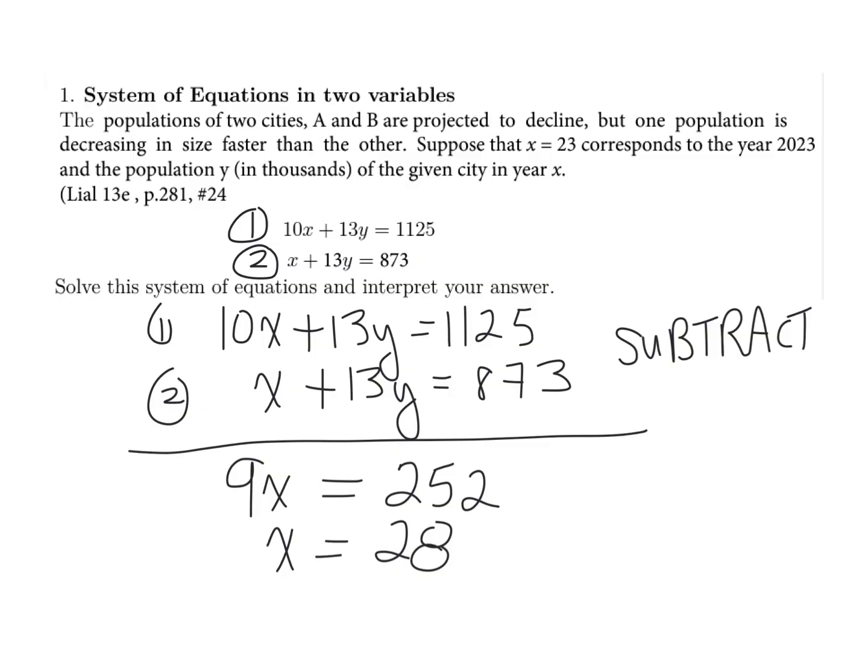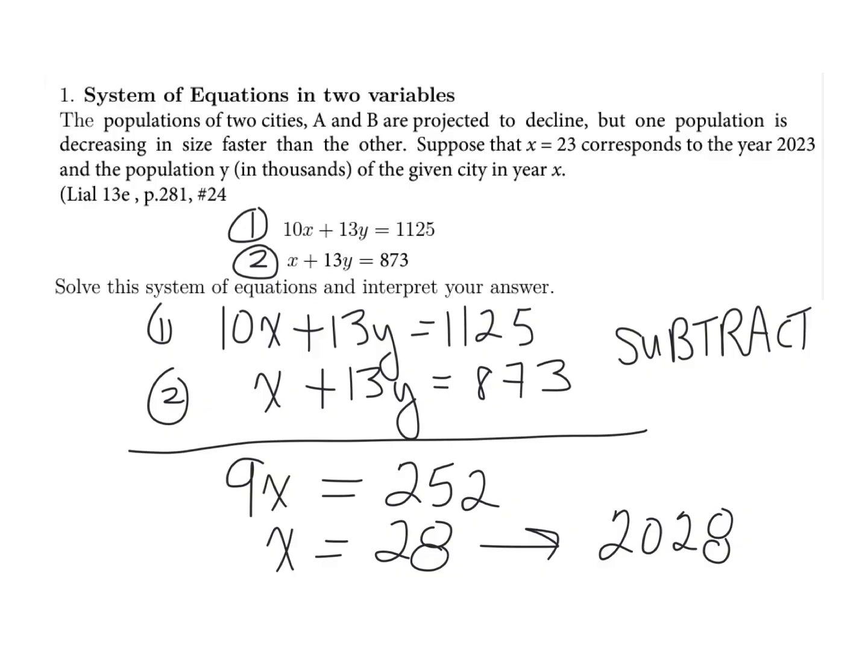So what does that mean exactly, that value? We're told that x is 23 for the year 2023. So x being 28 corresponds to 2028. And it says here that you have the populations of both cities. So that tells me that in 2028, the population of city A and city B will be the same. So the value of y will be the same in 2028.